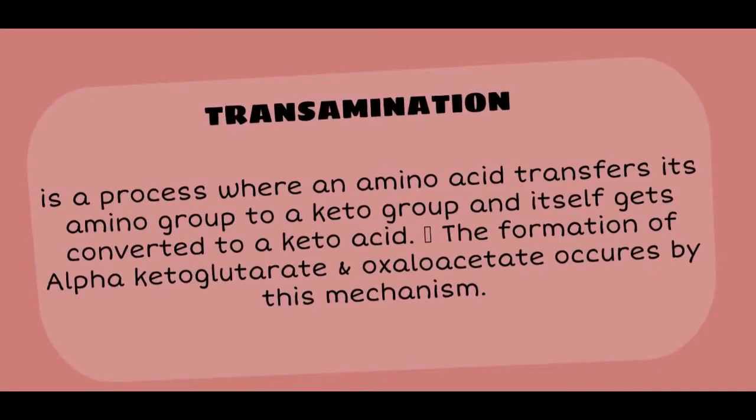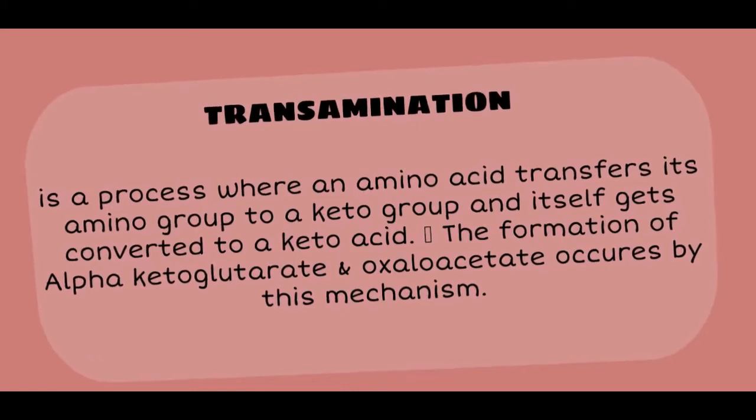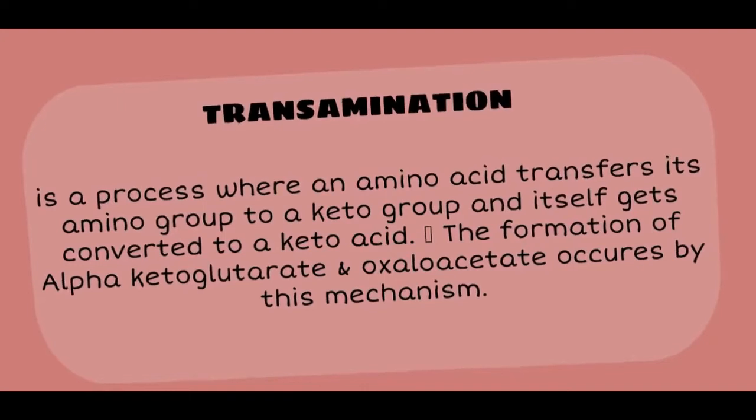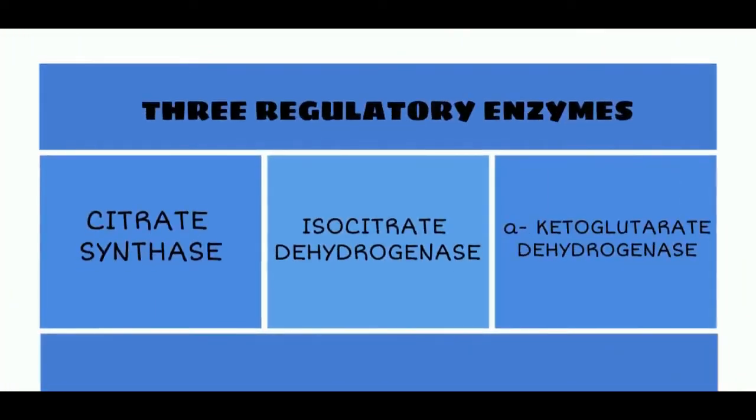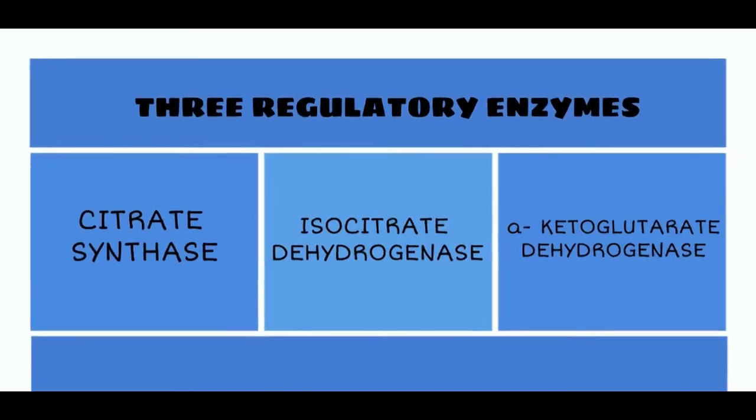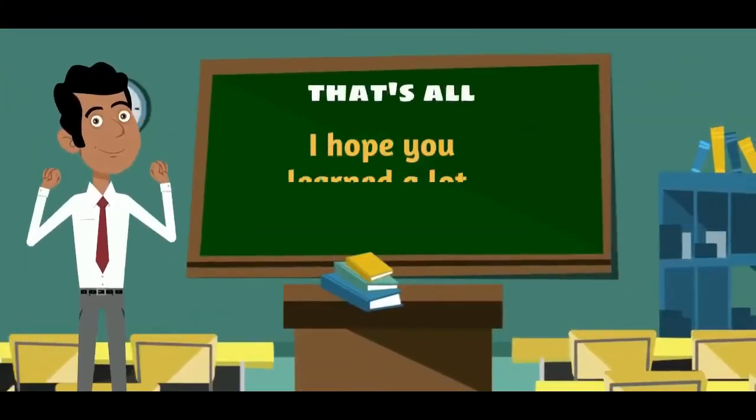Transamination is a process where an amino acid transfers its amino group to a keto acid and itself gets converted to a keto acid. The formation of alpha-ketoglutarate and oxaloacetate occurs by this mechanism. Three regulatory enzymes: 1. Citrate synthase. 2. Isocitrate dehydrogenase. 3. Alpha-ketoglutarate dehydrogenase.